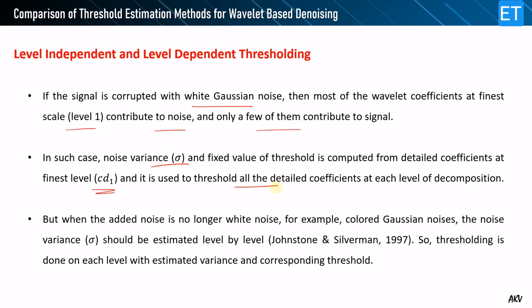But if your signal is not affected with white noise, such as some colored noise, in such a case you have to estimate the variance at each level. That was proposed by Johnstone and Silverman in 1997. So the thresholding is done on each level with the estimated variance and the corresponding threshold value. So that is the difference.